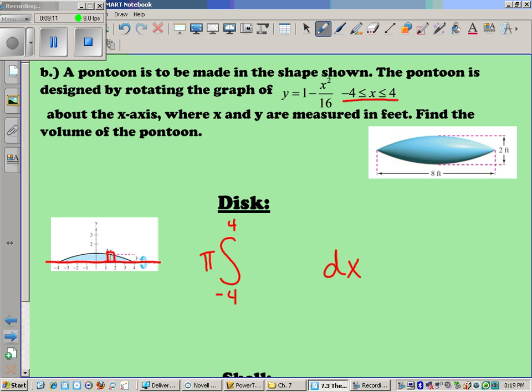So now I just need my radius. What is my radius of my disk? No matter where I put it, doesn't it always correspond to my function? So my function is the 1 minus x squared over 16, squared, pi r squared. Right? That was pretty easy.